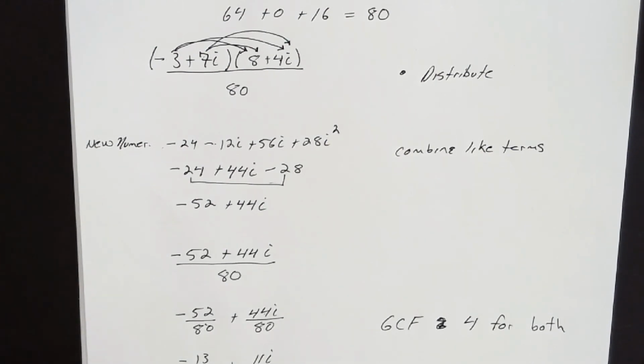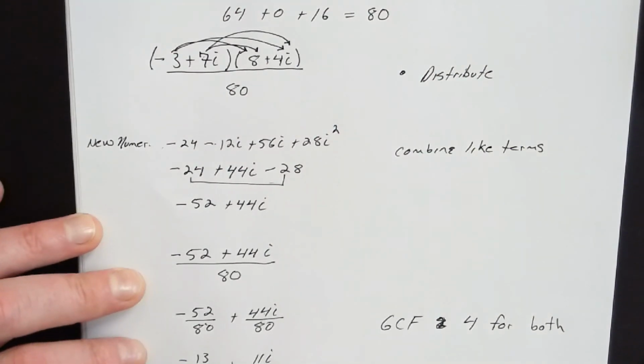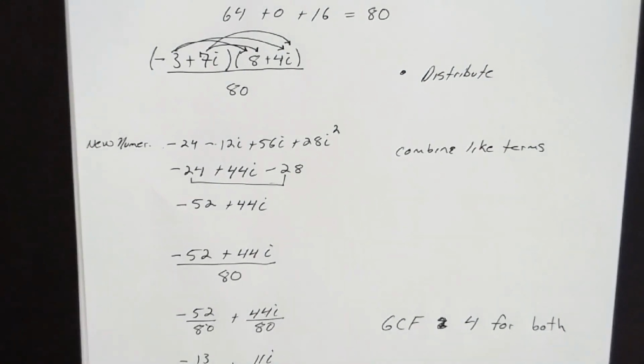Now, do we have the general form of an imaginary number? Yes. Our a is negative 13 over 20, and our b is 11i over 20. So this is the general form for an imaginary number. This is final.